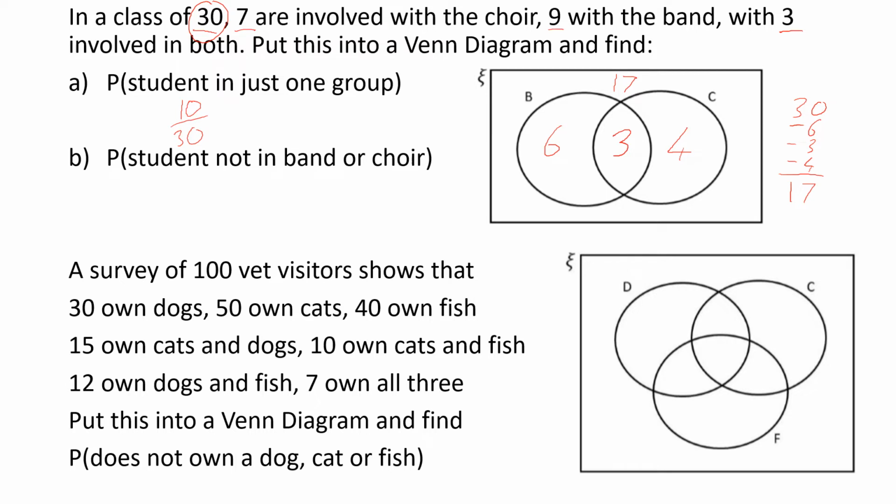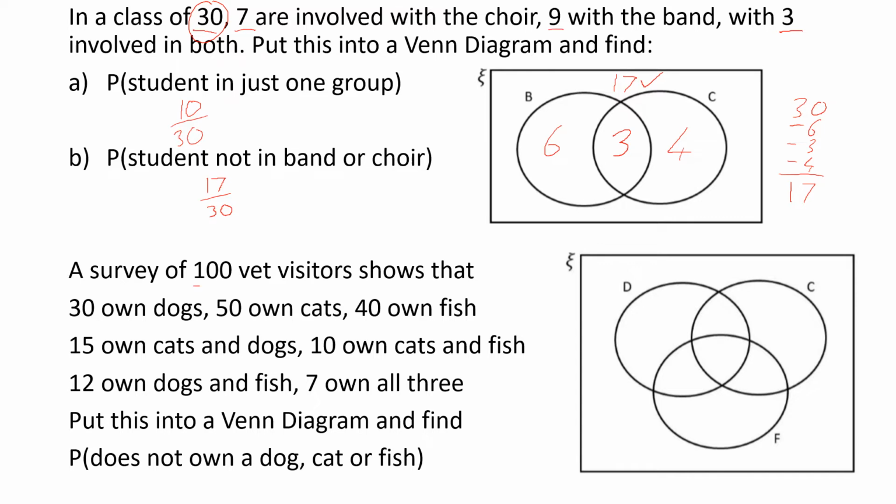If we want to know the probability a student is not in the band or the choir, well, that's just the 17 people on the outside, so that would just be 17 out of 30. So once you've drawn your Venn diagram, it's generally quite easy to read off the numbers that you need. Okay, let's look at a 3-way Venn diagram.